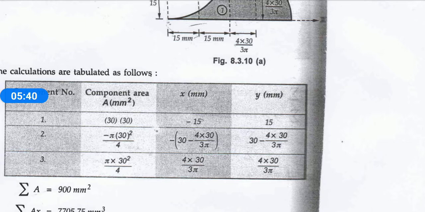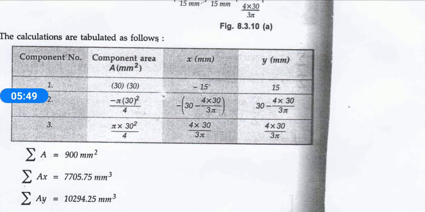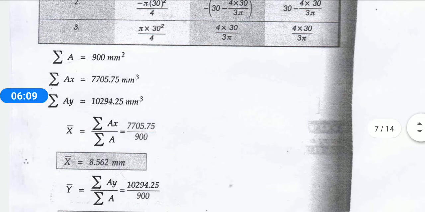After calculating A into x and A into y, you need to find the summation of A, summation of Ax and summation of Ay. Summation means you are going to add all the values. If it is minus in front, you need to subtract those values. So you will get a different A value, Ax value and Ay value. So your x bar coordinate will be equal to summation of Ax divided by summation of A, which gives the answer 8.562 mm.